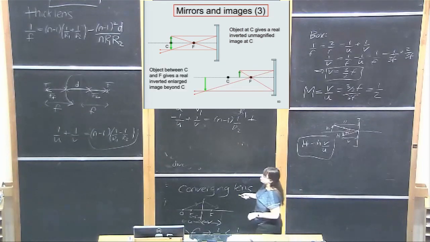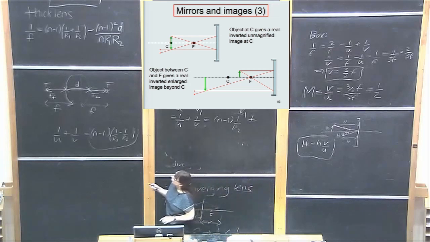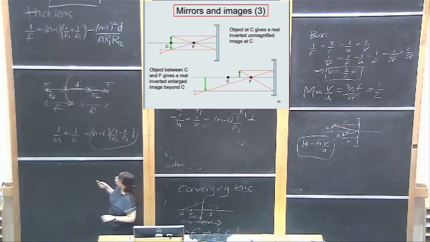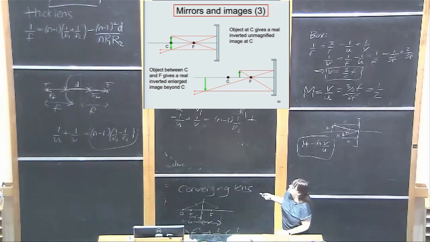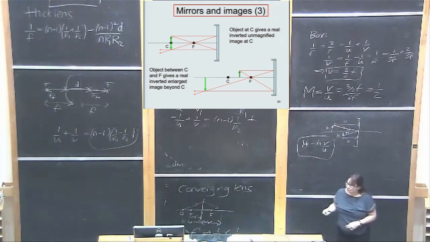If you put the object a little bit closer, so somewhere between the centre of curvature and the focal point, then you get an inverted and enlarged image, sorry. Same 2 rays are being drawn there.